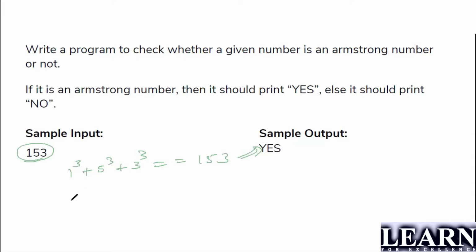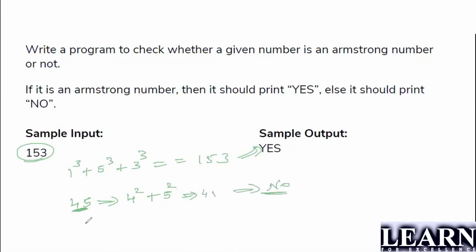Next, if I'm going to have 45, I should not take 4 cube plus 5 cube. I will take 4 square plus 5 square because it has only 2 digits. It is the sum of power of the number of digits. So 4 square is 16 and 5 square is 25. 25 plus 16 gives 41. Then the answer is no.